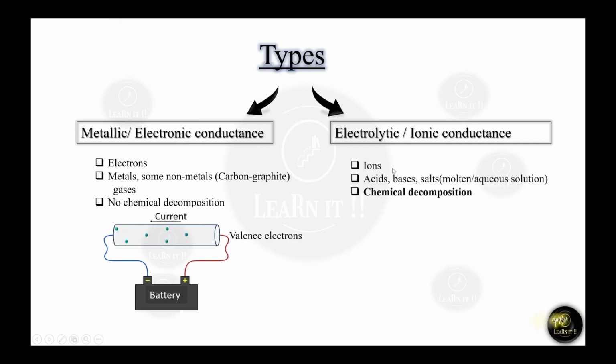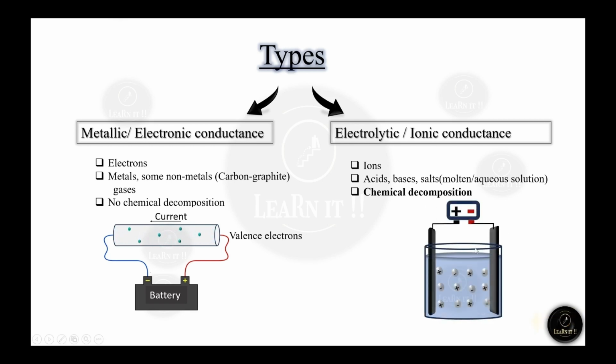With respect to electrolytic or ionic conductance, the conductance is mainly due to ions, so the charge carriers are ions. Examples include acids, bases, and some salts. They may be in molten state or aqueous solutions. Here chemical decomposition of the material takes place.